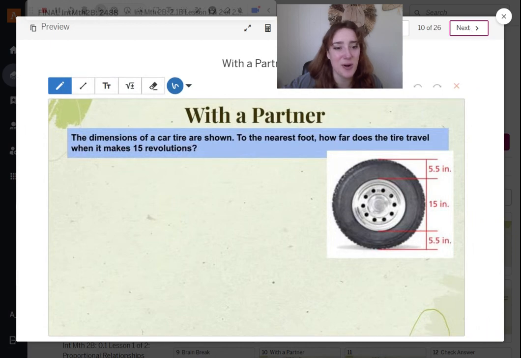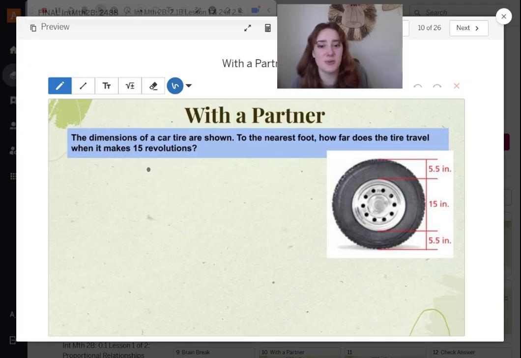Slide 10 with a partner, but this is a recording, so try this on your own to the best of your ability. We've got dimensions of a tire to the nearest foot. How far does the tire travel when it makes 15 revolutions? So 15 revolutions, that's like 15 circles, right? So we'll find the circumference times 15 to get that distance.